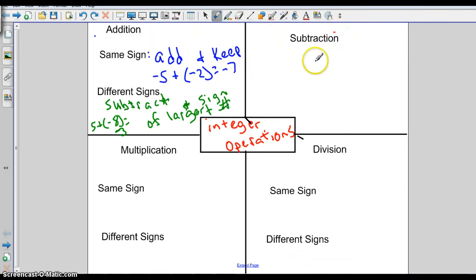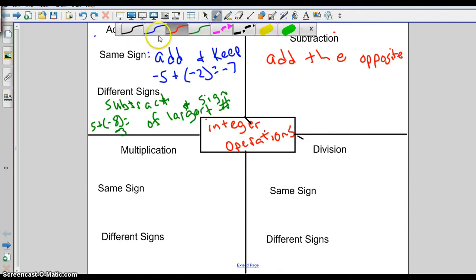Now, for subtraction, there's that bell again. Sorry. For subtraction, what you've learned is the only thing different is you add the opposite. That's what you did that day with the sub whenever I wasn't there. So you watch some videos, practice some worksheets, you learn to add the opposite with subtraction. And then basically use your addition rules.